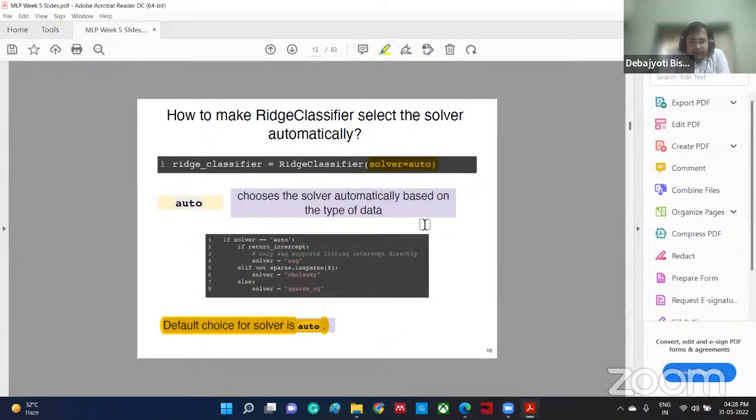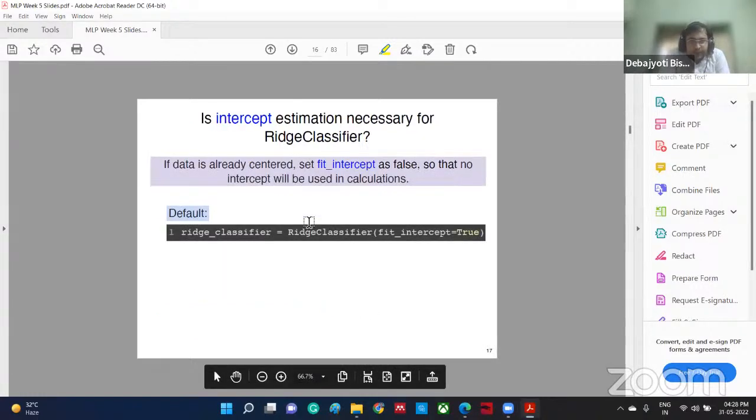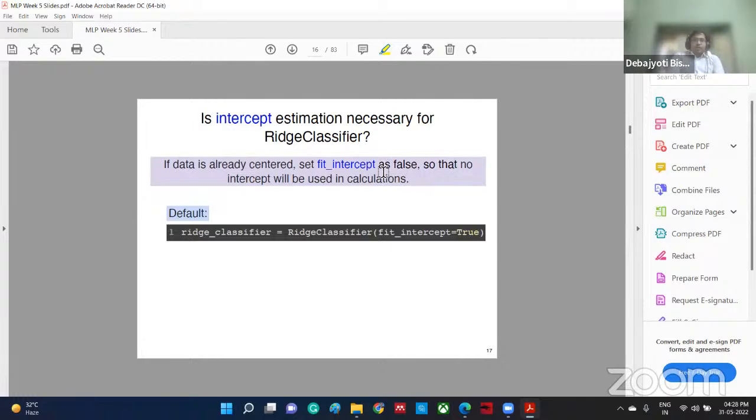So the default choice for solver will be auto. There are some other things which are taught. Is intercept estimation necessary? If data is already in a centered position, then we can set fit_intercept to false or true, so that no intercept will be used in calculations. The default value is fit_intercept equals true.